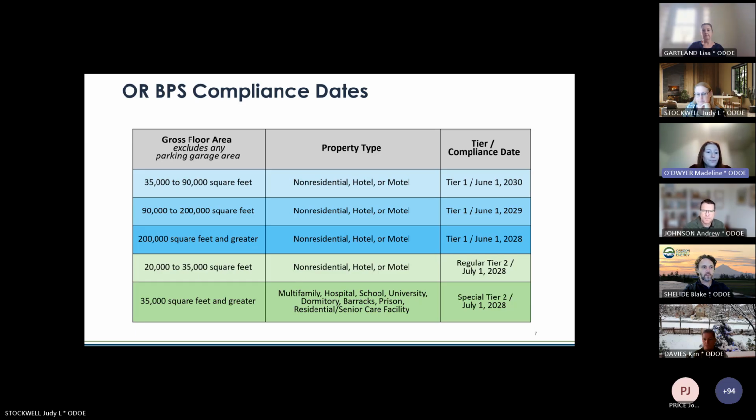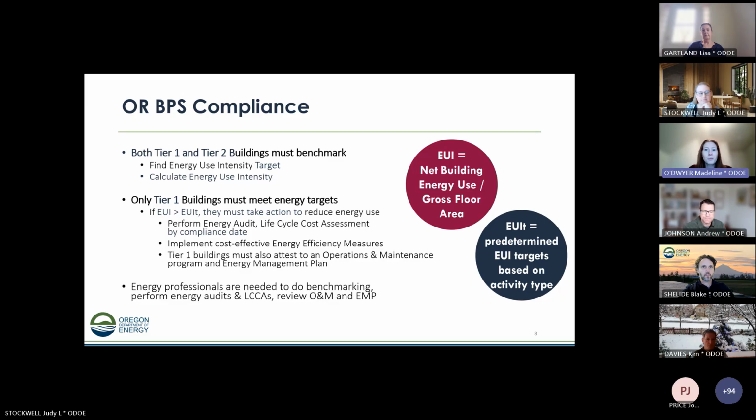Next slide, please. So I've been saying compliance, but what does that mean? This slide talks about the requirements of the Tier 1 and Tier 2 buildings. Both Tier 1 and Tier 2 buildings must benchmark their building.